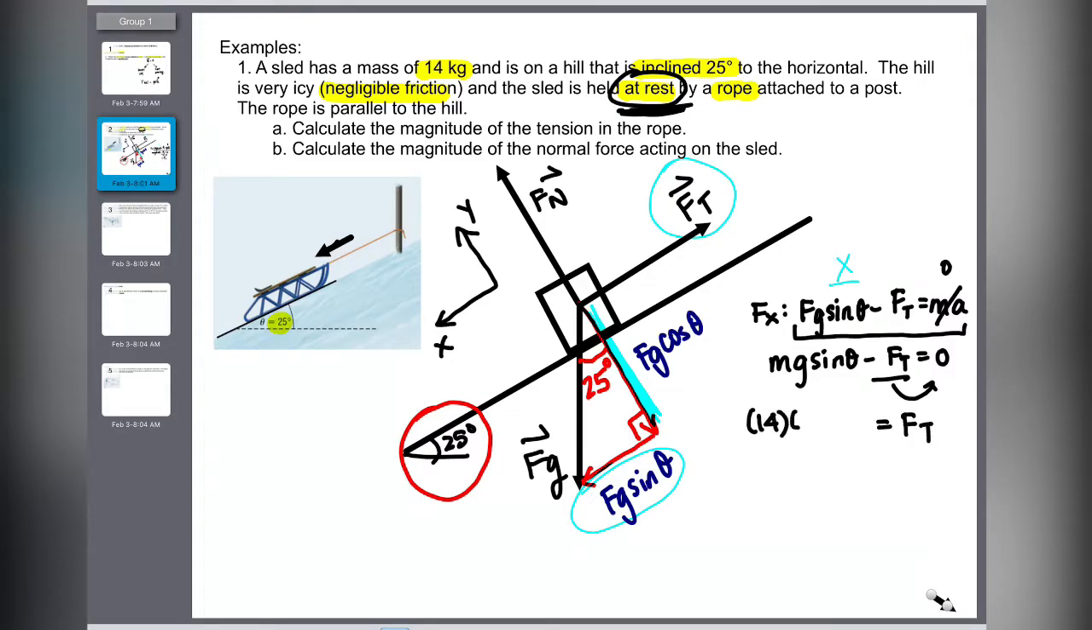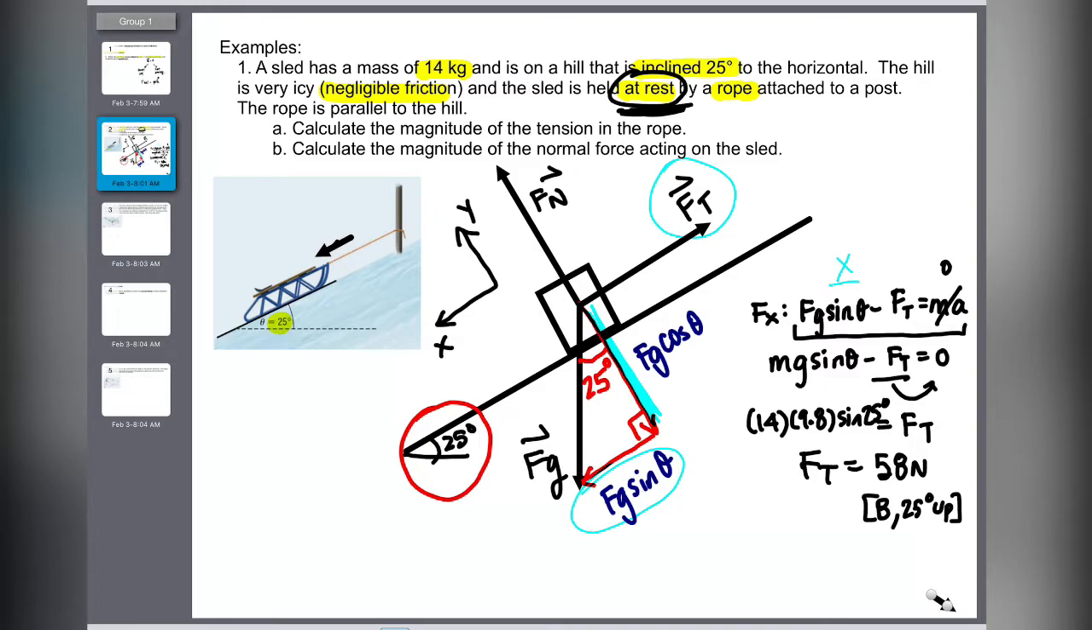I have m g sine of 25. Punch it in your calculator. Your Ft is 14 times 9.8 times sine of 25. So my Ft worked out to be 58 newtons. The direction of Ft is backwards, 25 degrees up.